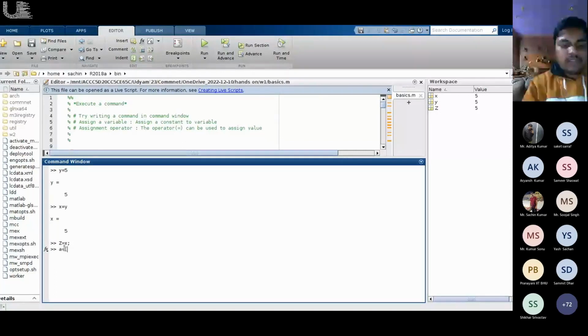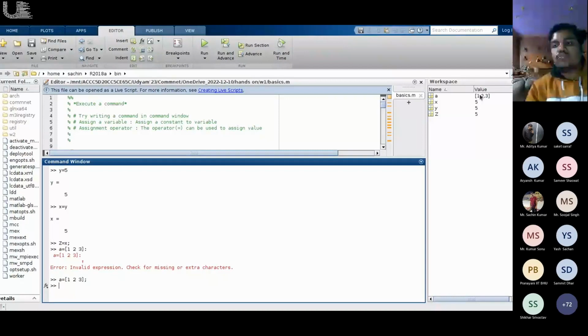Okay, 1, so here we are getting error because I used this wrong symbol. So we are not printing anything, but here a is being created as an array which is having values 1, 2, and 3.